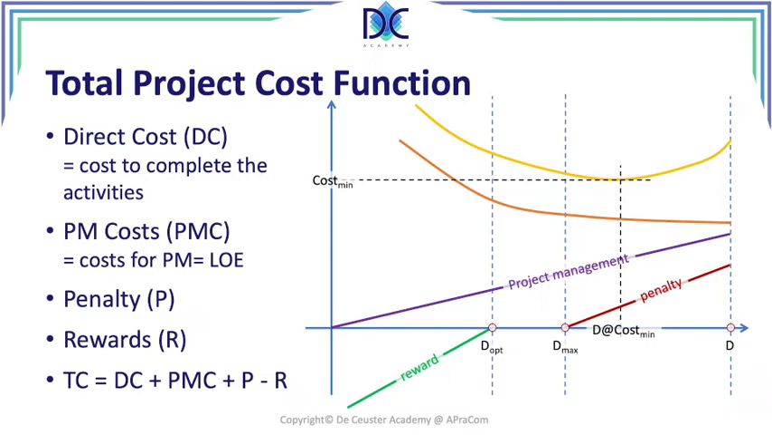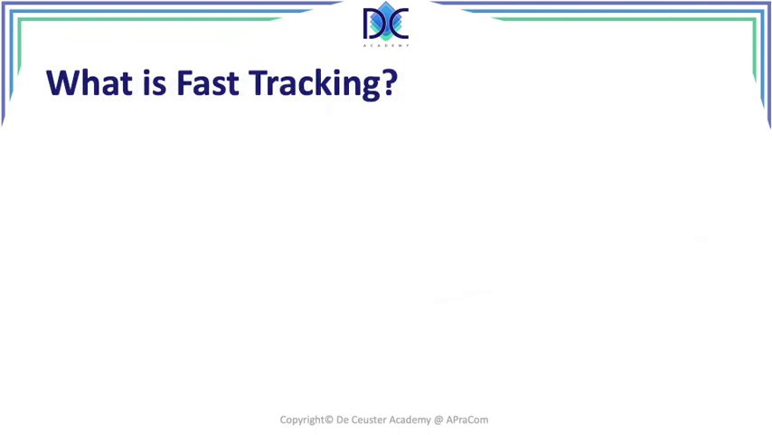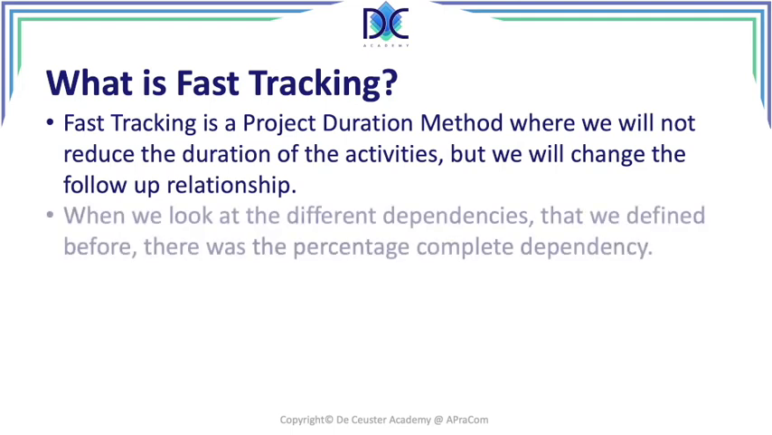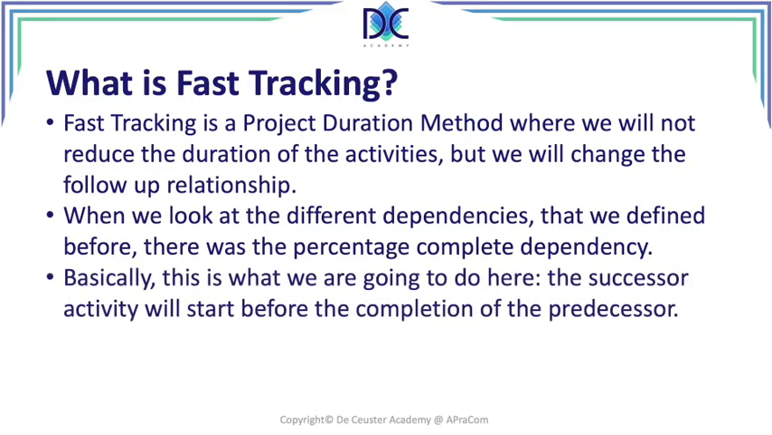The other element we were looking at is what we call fast tracking. Here we will not reduce the duration of the activities, but we will change the follow-up relationship. When we look at the different dependencies that we defined before, there was also the percentage complete dependency. It means that we start a follow-up activity once the predecessor task has been completed for a certain percentage. We will start the successor activity earlier than when the predecessor is finished, and we can change these start times.